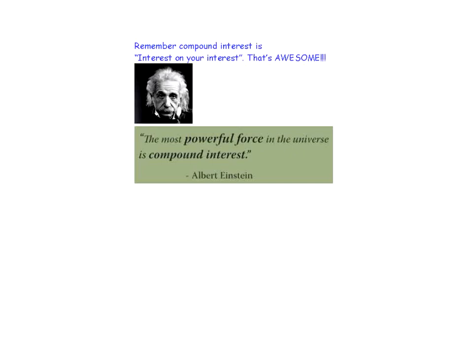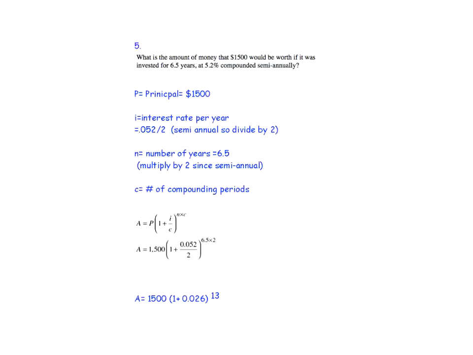We've got a little picture of Albert Einstein, and you would think that he would say the most powerful force in the universe was the nuclear force, but he says that it's compound interest. And that's because compound interest is interest on your interest. So it is really a powerful force because it allows you to accumulate money a lot more quickly by getting interest on your interest. So it's great to get compound interest when you have an investment.